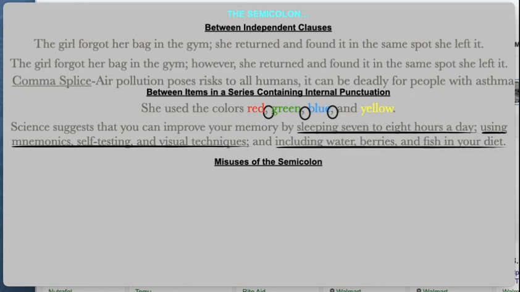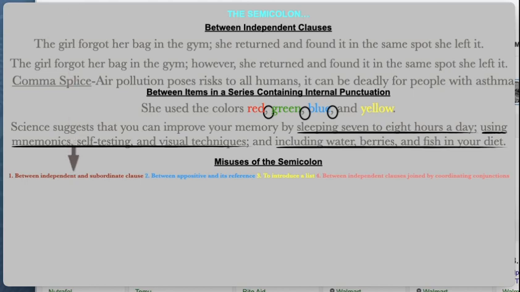Now, here are occasions where you don't want to use the semicolon. First, between independent and subordinate clauses, between appositives and their references. You don't want to use a semicolon to introduce a list, and you don't want to use a semicolon between independent clauses joined by coordinating conjunctions. So let's look at each of those one at a time.